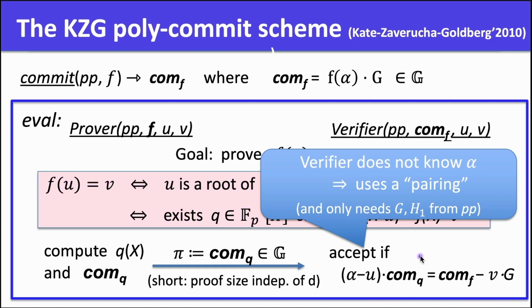So what's interesting here is that the verifier only needs two elements from the public parameters. Just g and h1. It doesn't need the huge public parameter string. It only needs these two elements, g and h1.